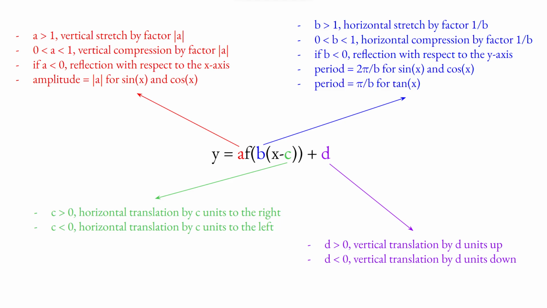Now, C is a horizontal translation by C units, and D is a vertical translation by D units.